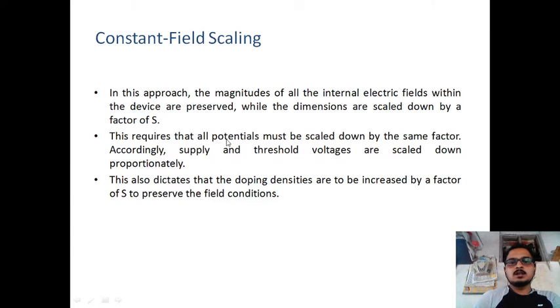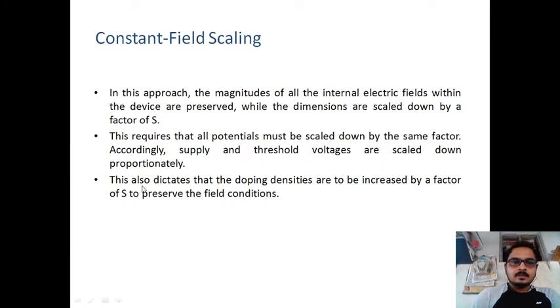Then this requires that the potential must be scaled down by the same factor, that is S. Accordingly, when you decrease the potentials, supply voltage and threshold voltage are scaled down proportionally. Okay, in these 2 points we clearly say that put the magnitude of all internal electric fields as constant and scale down the dimensions and also scale down the potential, means supply voltage and threshold voltage. Okay, here we have the condition, that is put internal electric field as constant and scale down the device size and also scale down the potential, that is supply voltage and threshold voltages.